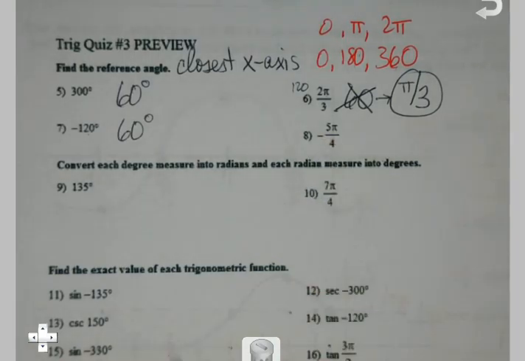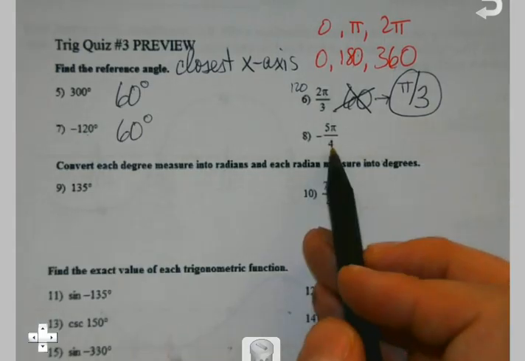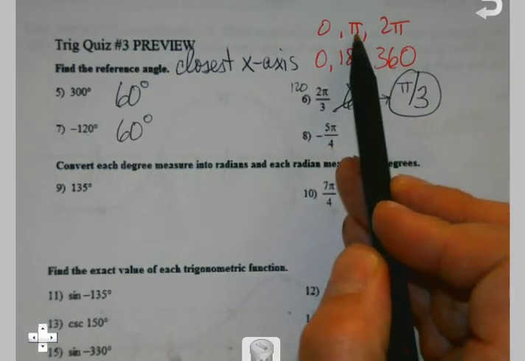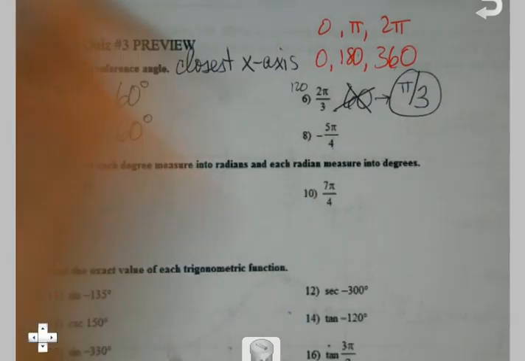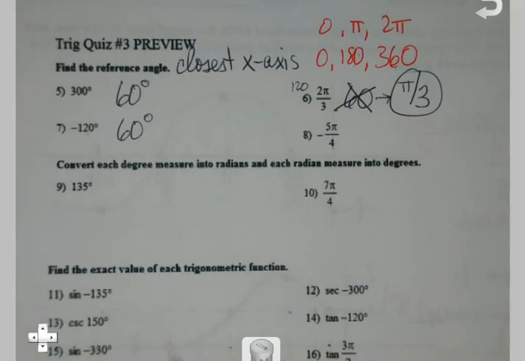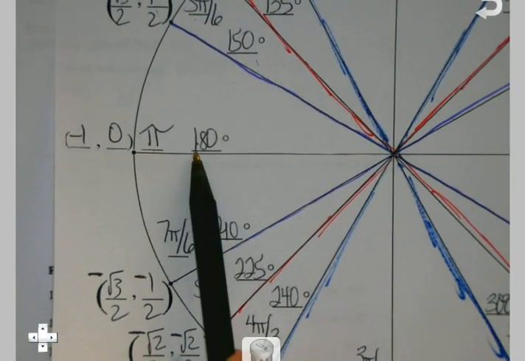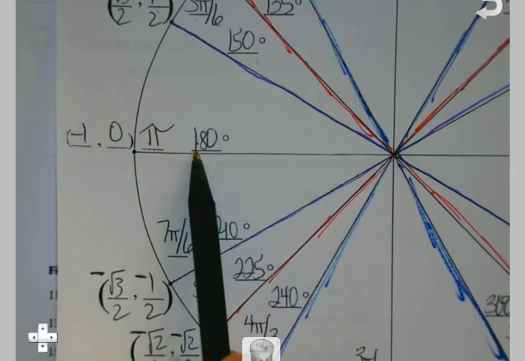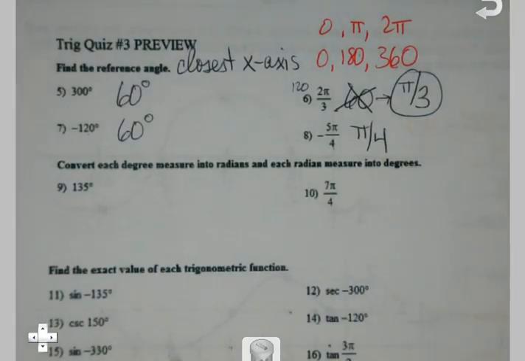Negative 5 pi over 4. Again, if you're at 5 over 4, what's the fastest way to get back to one of these? Negative 5 pi over 4. Now you're like, okay, let's see here. 5 pi over 4 would be 225. How do I get back to 180? 45. What's 45 in radian speak? Pi over 4. Positive. Okay, no negatives with reference angles.